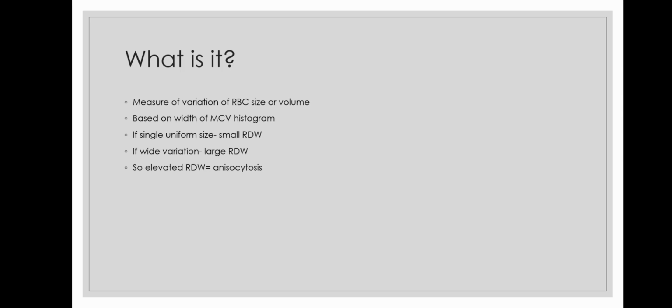And if there is a wide variation in terms of the size of the red blood cells, then we are going to have a large RDW. So ultimately, an elevated RDW is analogous to the anisocytosis seen on a peripheral blood smear examination under the microscope.